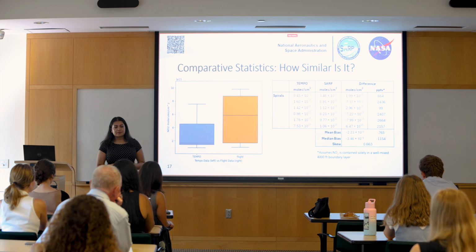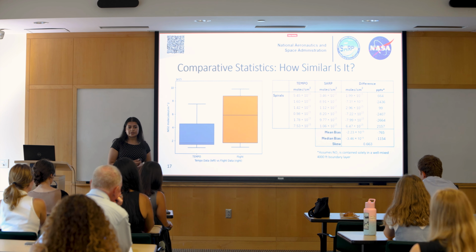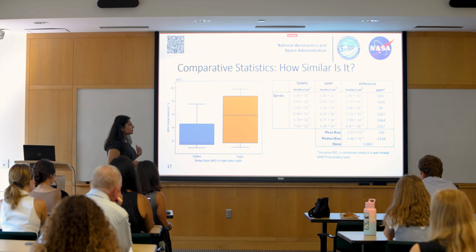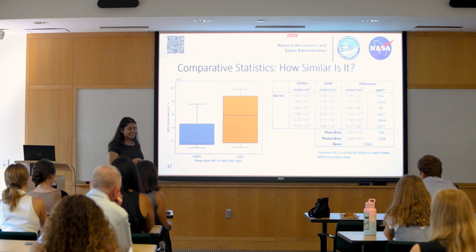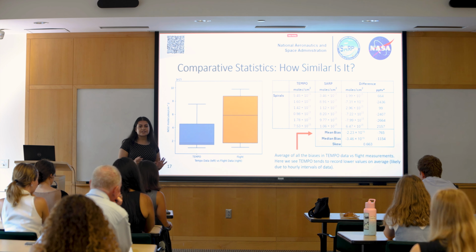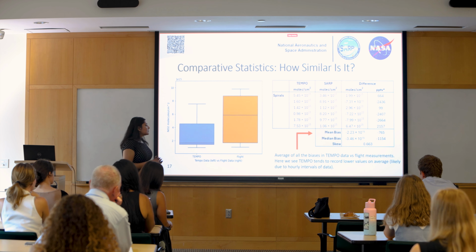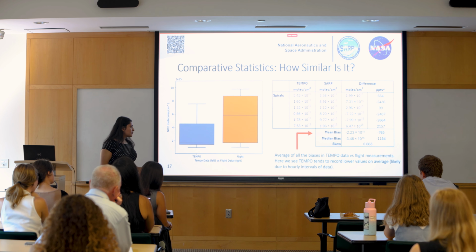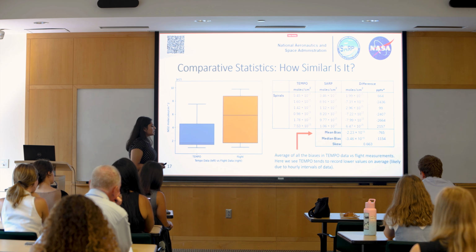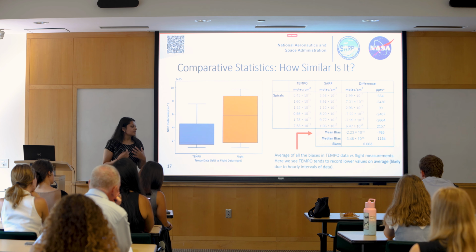Now, the next thing I wanted to understand is how similar is this data? There are a lot of numbers on the screen, I understand, but I'm going to highlight some of the values I want you to pay attention to. The first is the mean bias, which is the average of all the biases in TEMPO data versus flight measurements. Here we see that TEMPO tends to record lower values on average, and my idea is that it's likely due to the hourly intervals of data that I worked with.